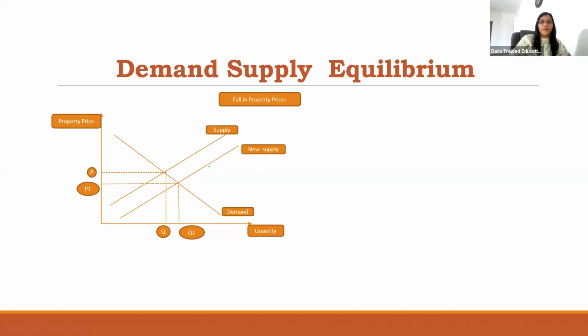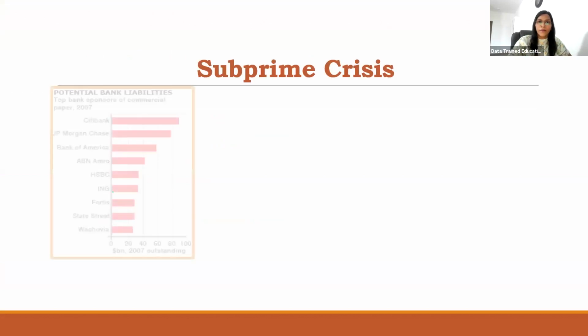Again, now what happens once there was a fall in property prices? Price declines, so quantity is more. With more quantity, the price is decreased. As the quantity increased, the price has decreased, the reason being abundance in quantity. That is why demand will be less and the price will go down. So this is the case of fall in property prices, which leads to default.